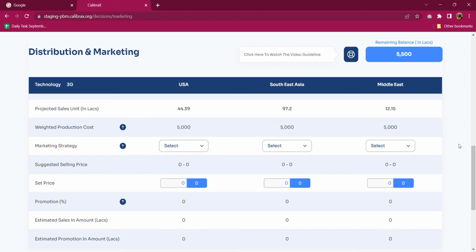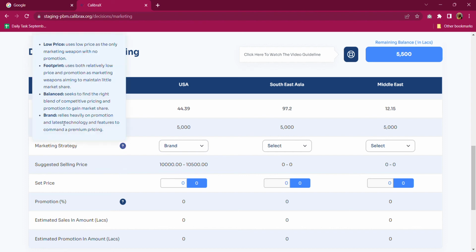If you want to know what the meanings of low price, footprint, balanced, or brand are, here is a small piece of knowledge. The low price strategy uses price as the only marketing weapon with no promotional activity, whereas footprint uses a relatively low price and promotion as marketing weapons, aiming to maintain a little bit but stable market share.